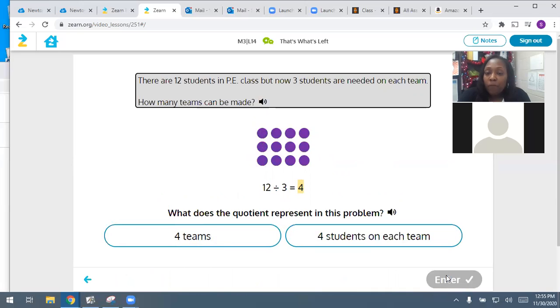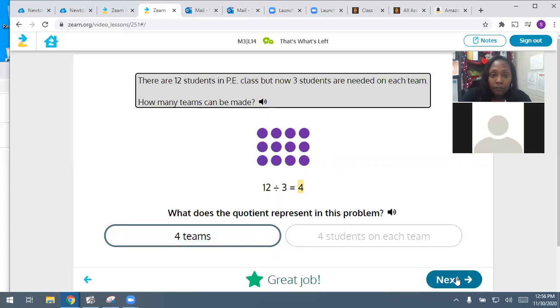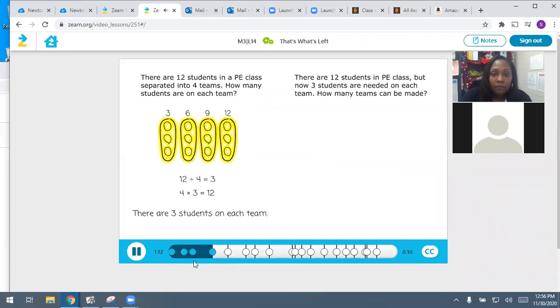What does the quotient represent in this problem? 4 teams or 4 students on each team? Remember, we need 3 students, so it wouldn't represent 4 students on each team. It represents 4 teams. The array is the same, but the new division equation is 12 divided by 3 equals 4. There are 4 teams of 3 students. Love it. We can use the same array to find either the group size or the number of groups.